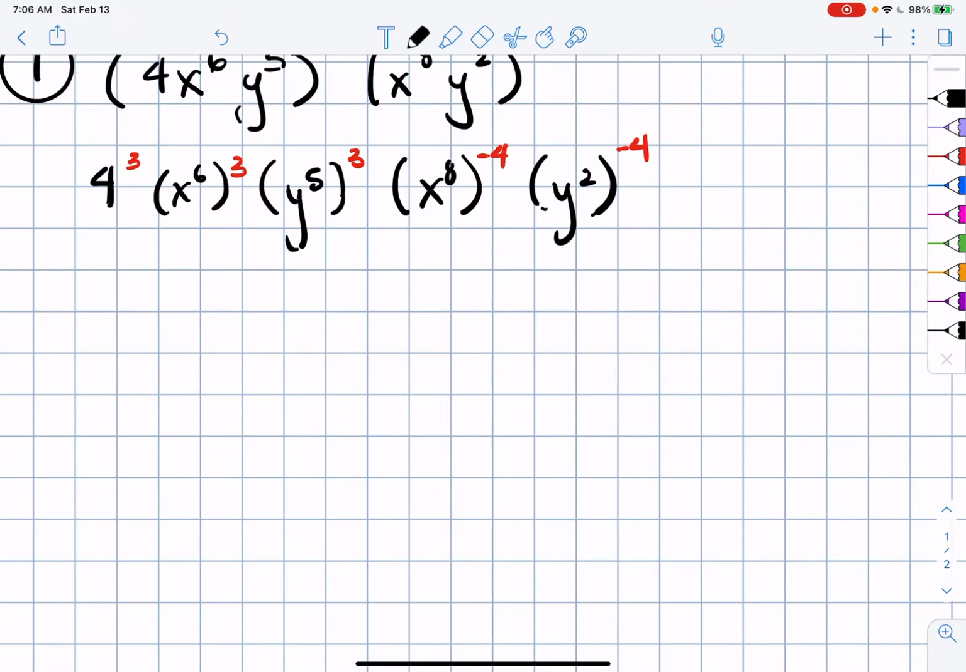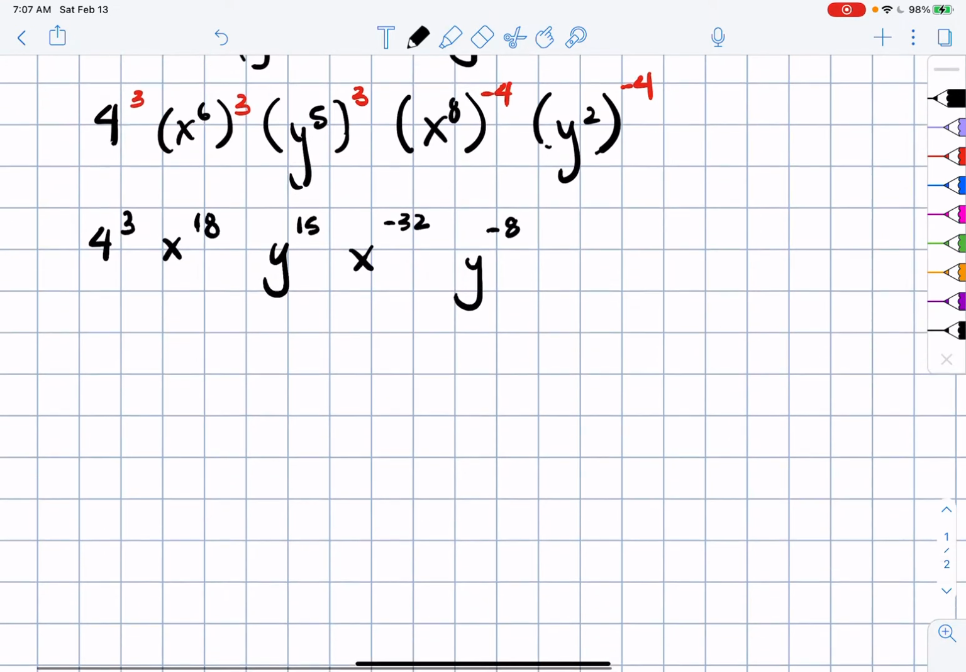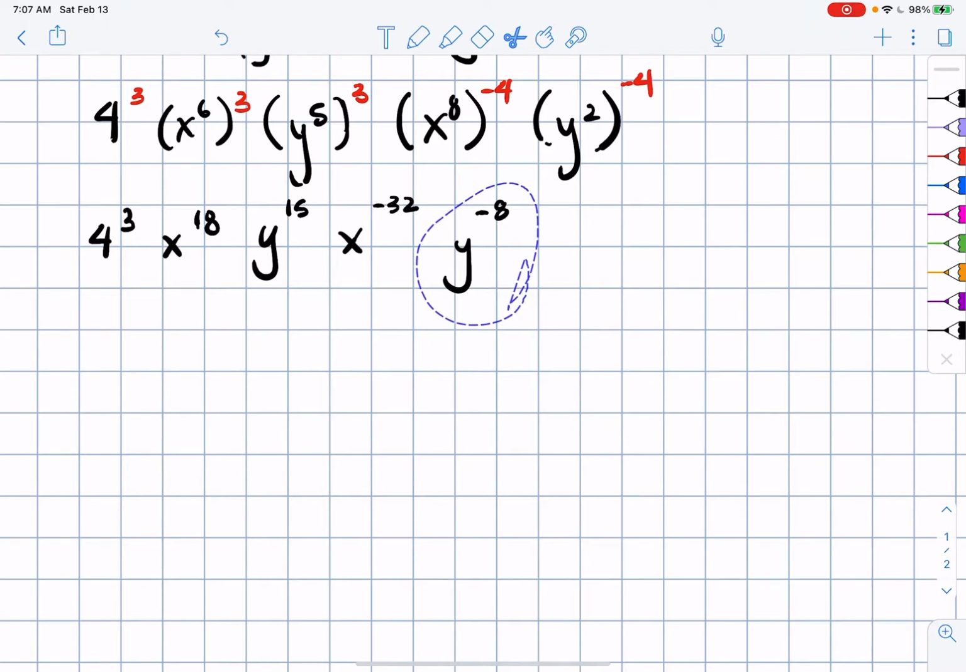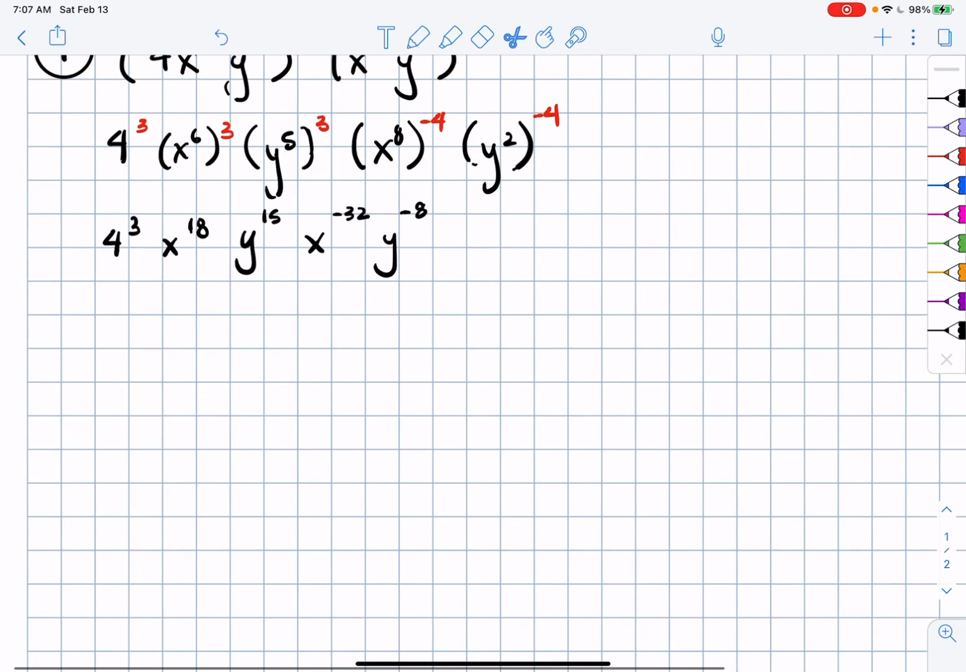Now I've finished distributing here. So I have 4 to the 3rd, x to the 18th, y to the 15th, x to the negative 32nd, and y to the negative 8th. That's my distributing, and it looks a little bit sideways here, so let me get this back to somewhat normal. There we go. Now I've got to move.